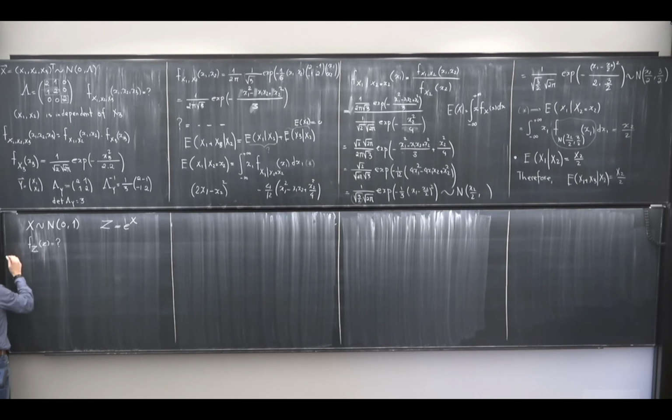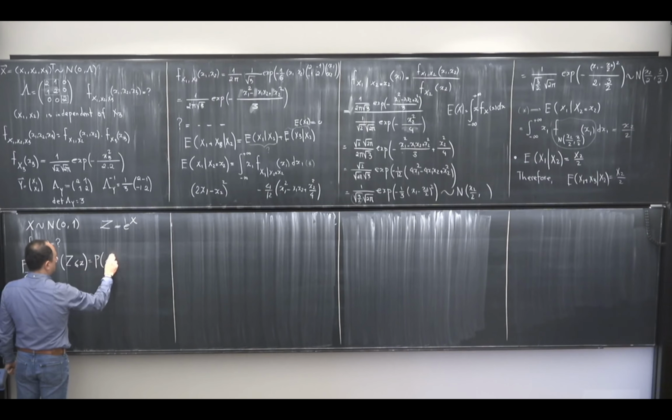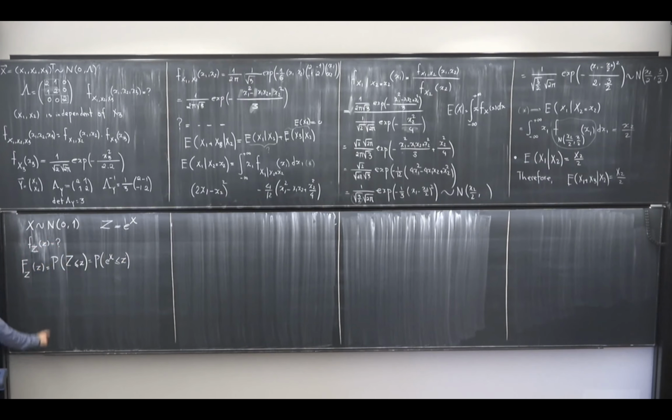If I want to calculate this, first I calculate the distribution function, for example, and then I have to remember the definition of this. So what's the definition? It's the probability that capital Z becomes less than or equal to this small z. Instead of capital Z, I can put e to the X is less than or equal to z. And be careful, z is allowed to be any real number.